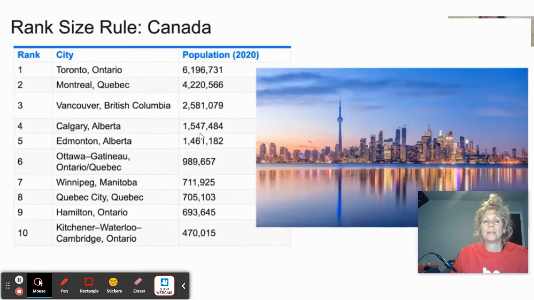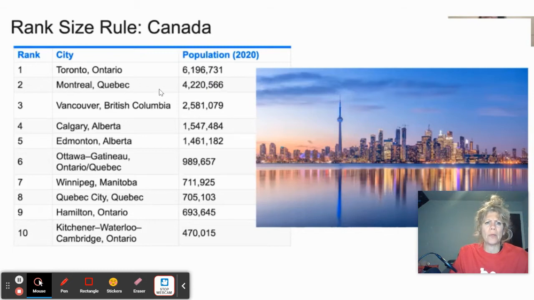Okay. Now let's look at a place like Canada, and their largest city is going to be Toronto in Ontario. And we see that the second most populated city is Montreal. Look how close those population numbers are. And so with this, you don't have a primate city in Canada. And the impact that that's going to have is that your resources in Canada are going to be more spread out among these large cities.